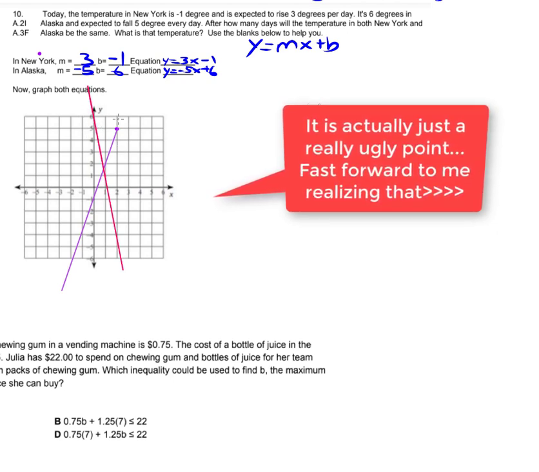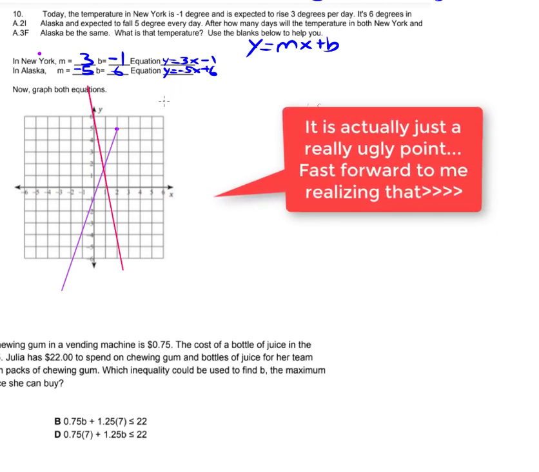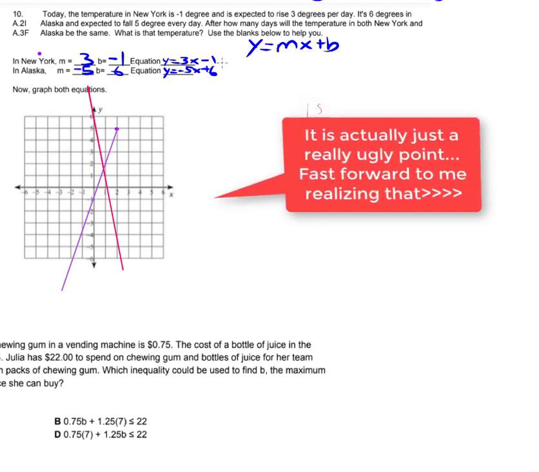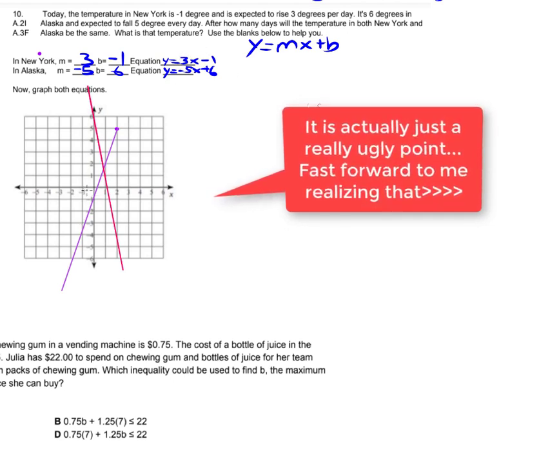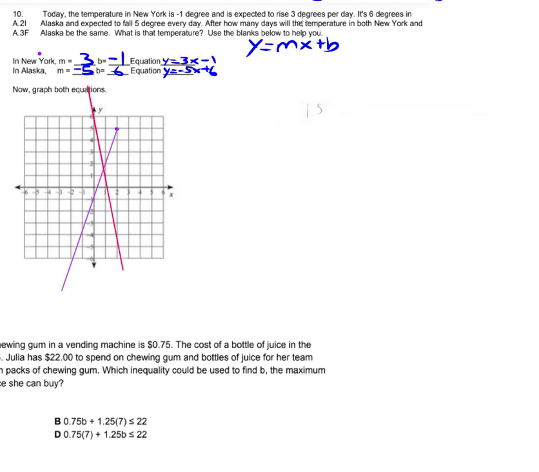I think the numbers that you have, if you have a problem like this on your test, are going to be a lot nicer, okay? So don't be worried too much. This is actually how you solve it, though. Basically, I started with my equation, recognizing that it's expected to rise 3 every day, so 3 over 1, from the negative 1 degree, and then this one here, remember, it's 6 degrees in Alaska, and it falls 5 degrees every day. So that's a negative 5 slope. So anyway, this is all right, but the point that you get when you do it is just ugly. In fact, if I wanted to get the exact point, hold on, let me pause the video real quick.